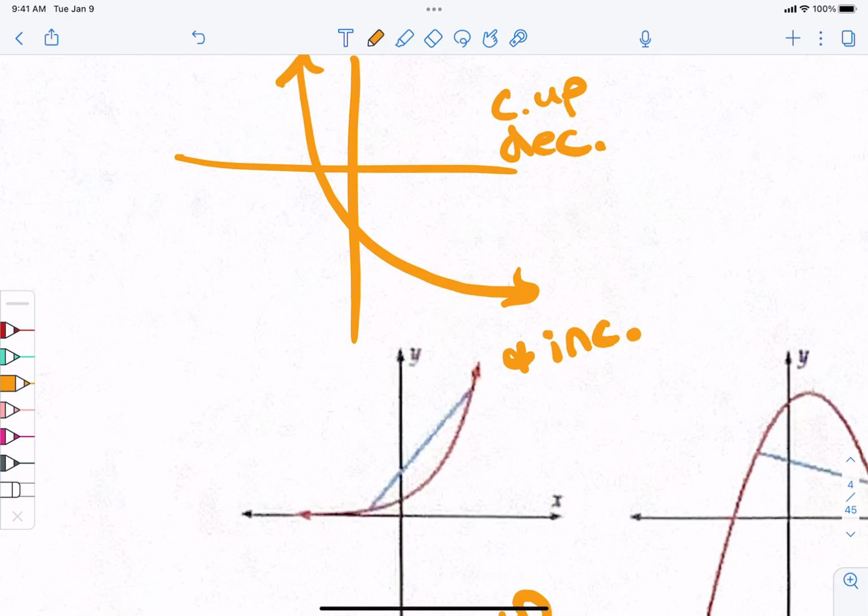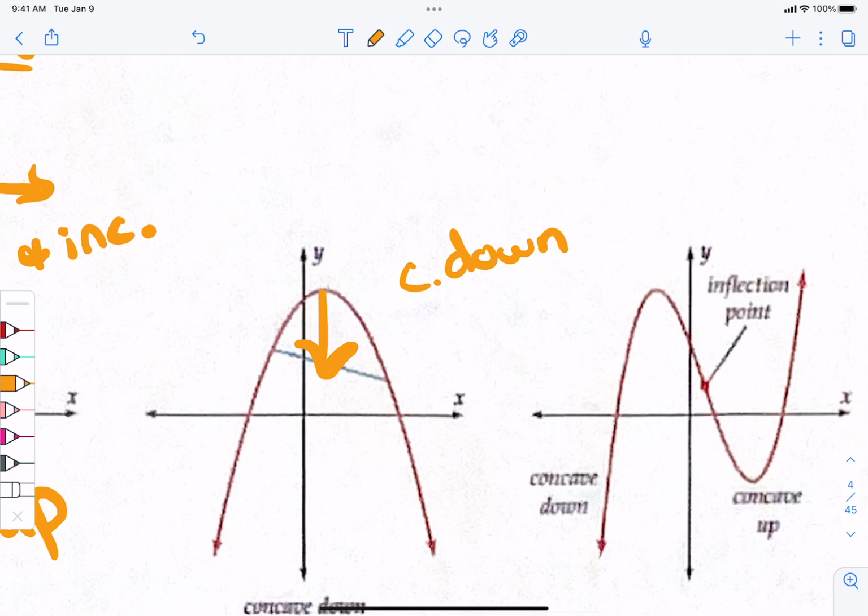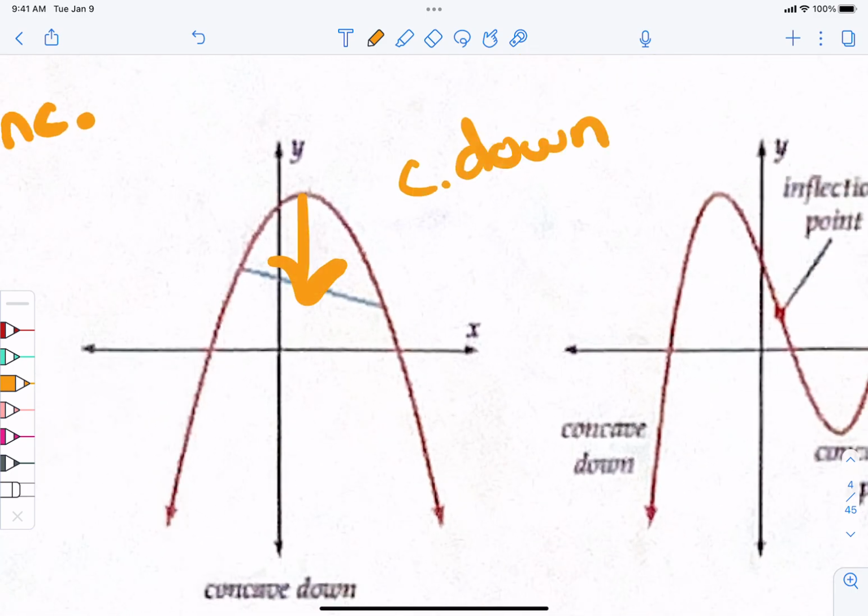Okay, so this one is concave down. It is shedding water like an umbrella does, right? So if I pour water on top of it, it is shedding, it is caving downward. So I call this C down, okay? Now, C down, ready for this? Take a look at this function real quick.